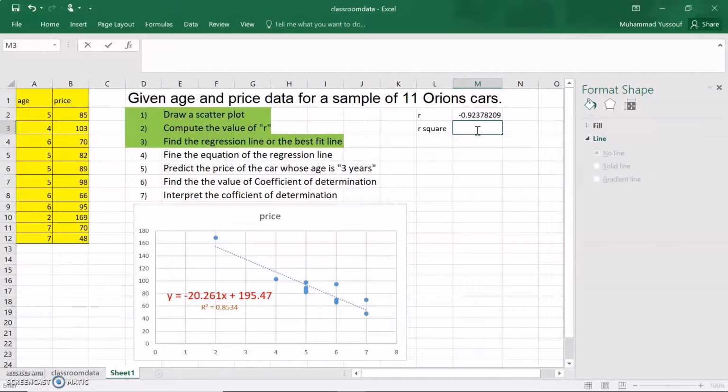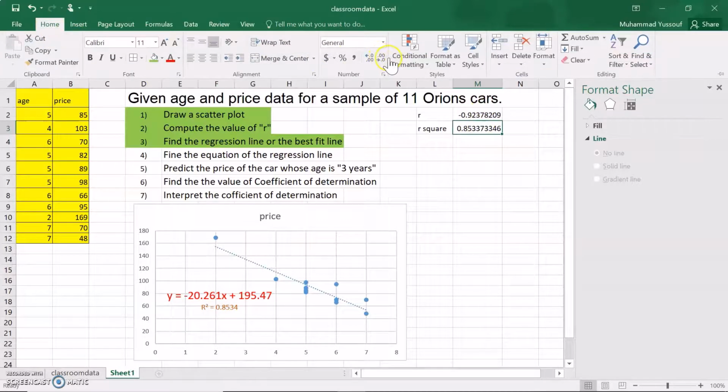I can multiply this number with the same number, right? That's how you square a number. Look at this value. It comes out to be 85 point... Let me reduce the decimals just to draw your attention. This value comes out to be 0.8534, and this is the same as this value. R square is equal to 0.8435.